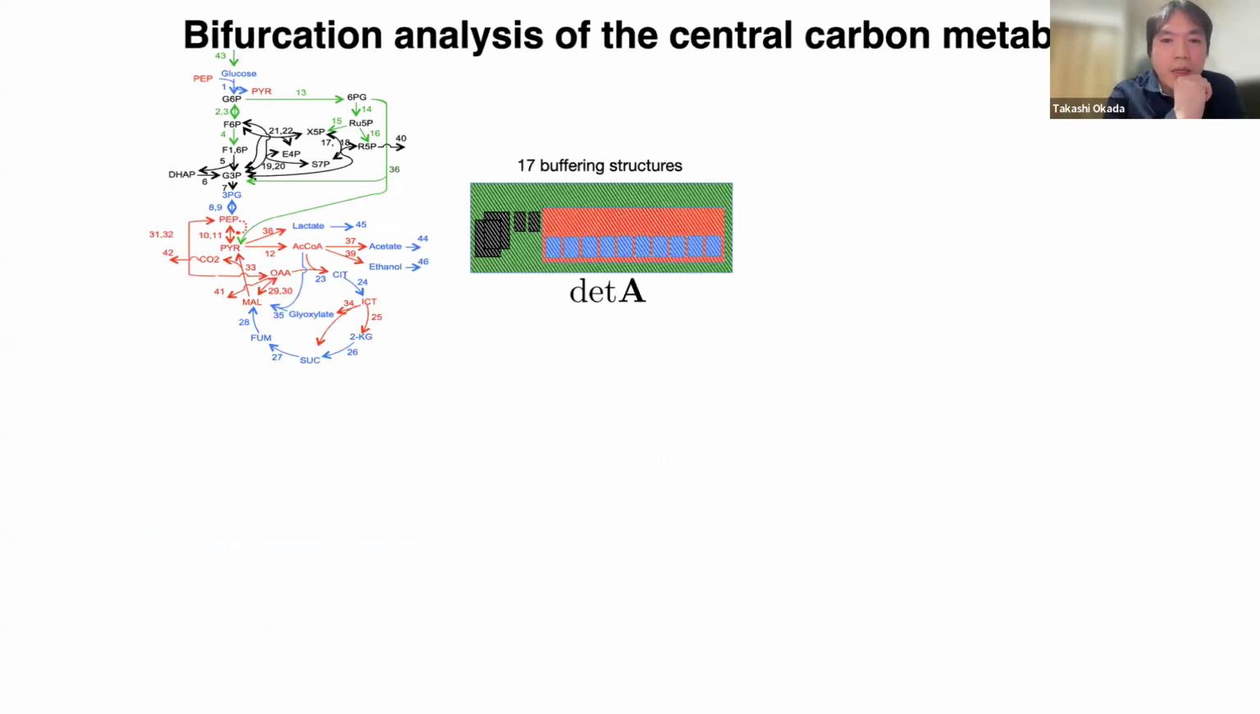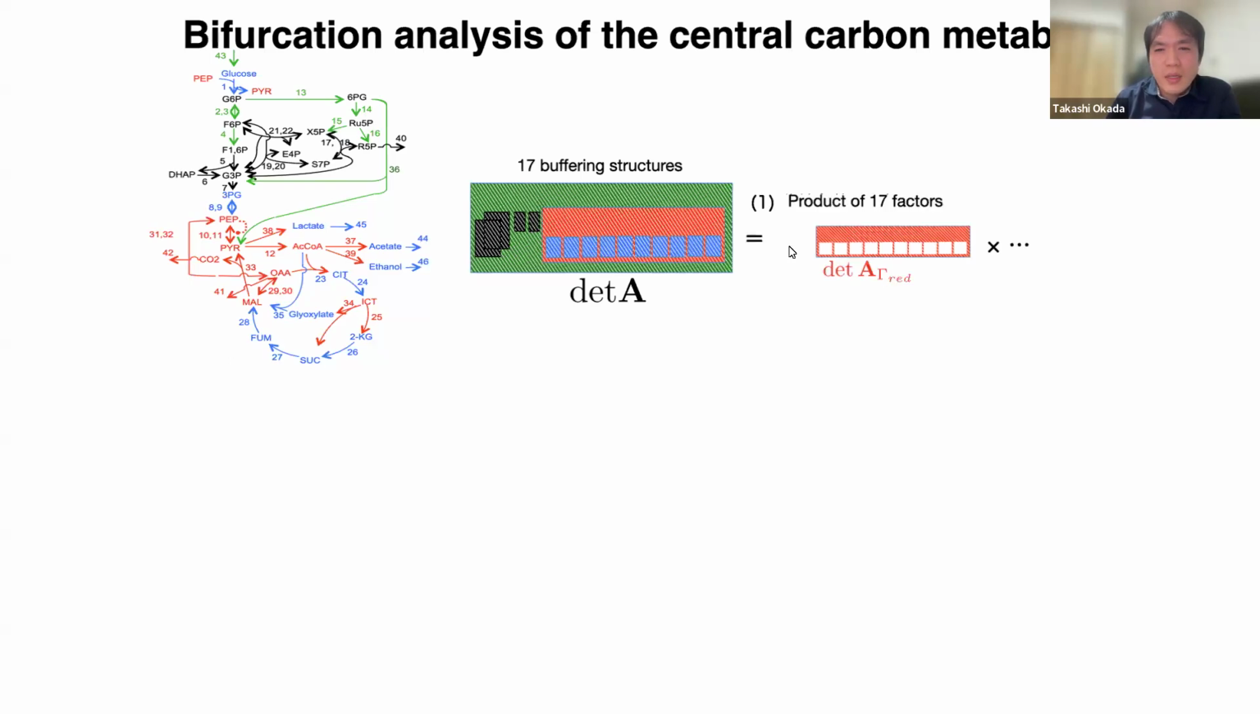Okay. So here I demonstrate our method in a realistic network. This is the central carbon metabolism of E. coli, which consists of approximately 50 reactions. And there are 17 buffering structures inside this network. So the determinant is factorized into 17 factors. And then by examining these 17 factors one by one, we found that only the factor associated with this red subnetwork has a possibility that it becomes singular. And all the other factors are positive definite. So we can focus on the red subnetwork.